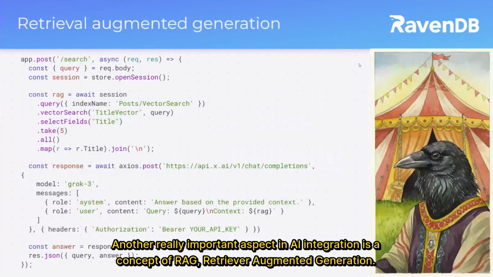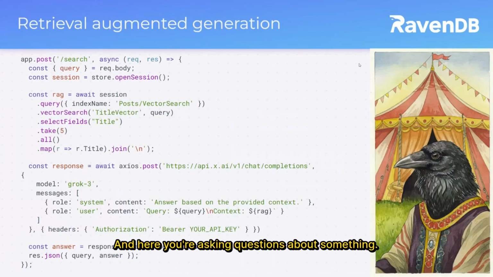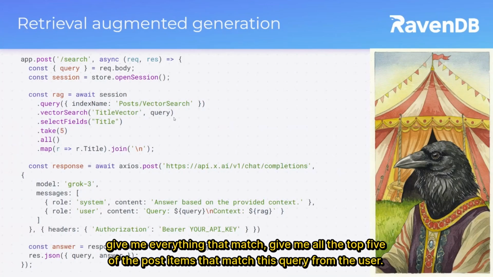Another really important aspect in AI integration is the concept of RAG, retrieval augmented generation. So I decided that I want to show you how this looks for RavenDB. Here you're asking questions about something, and I'm doing multiple steps. The first thing I'm doing is asking Raven, give me the top 5 post titles that match this query from the user.